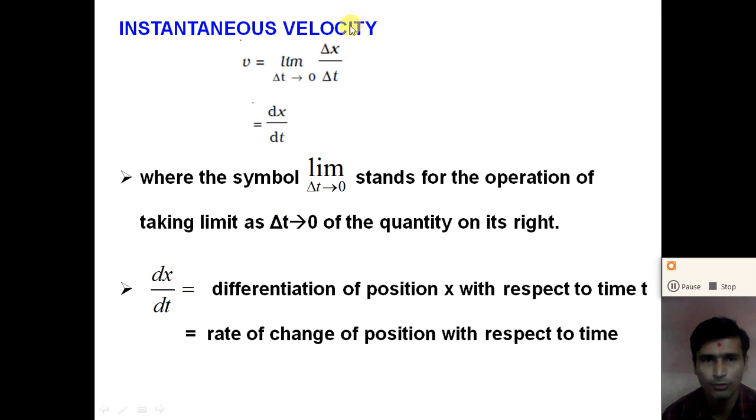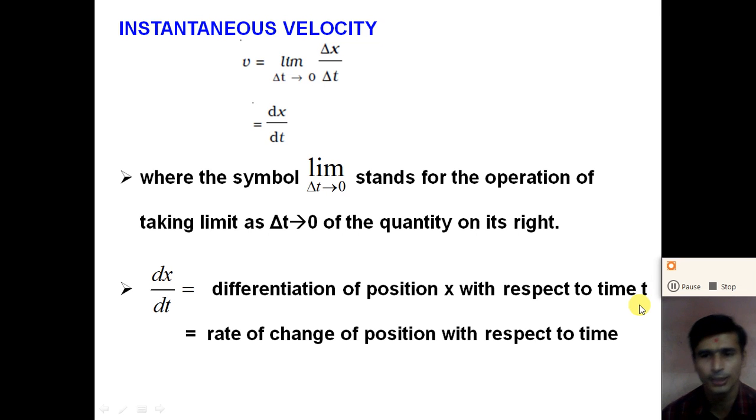Now this whole thing is the limit delta t tends to 0 of delta x by delta t. So if we calculate the average velocity between t equal to 3 second and t equal to 3.000001 second, it is the instantaneous velocity at t equal to 3 second, right? So here dx by dt is called the differentiation of the position x with respect to time t. So to calculate the instantaneous velocity, we take a differentiation or derivative of the position with respect to time.